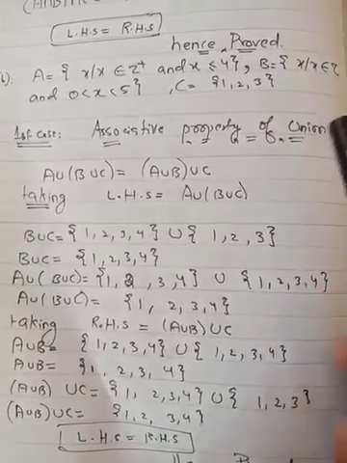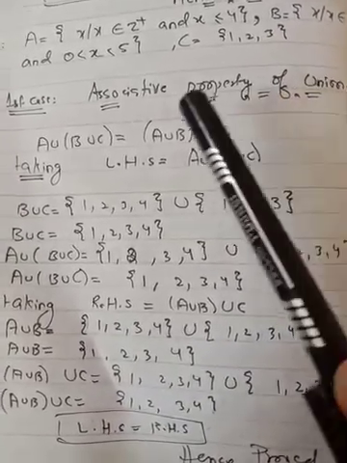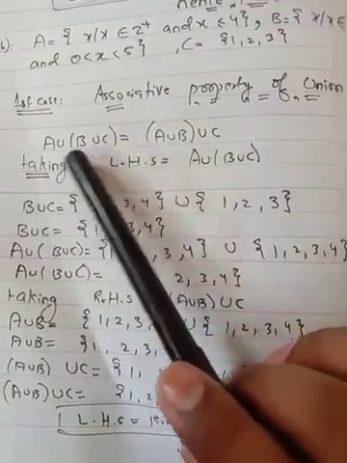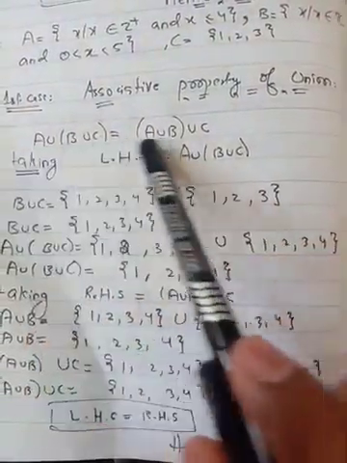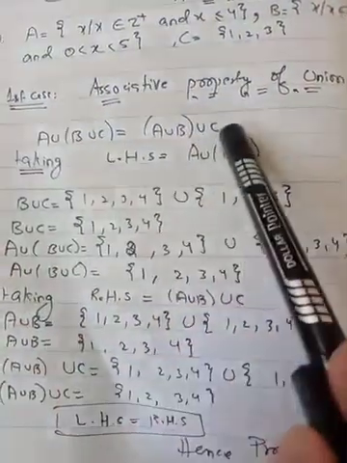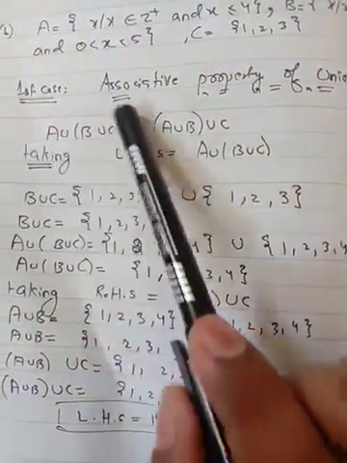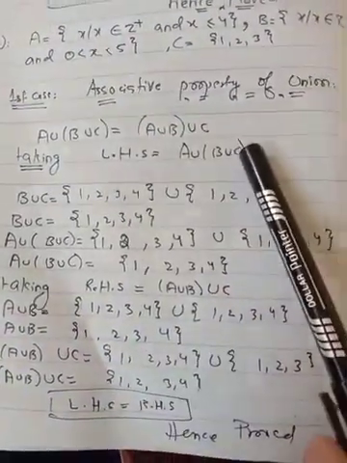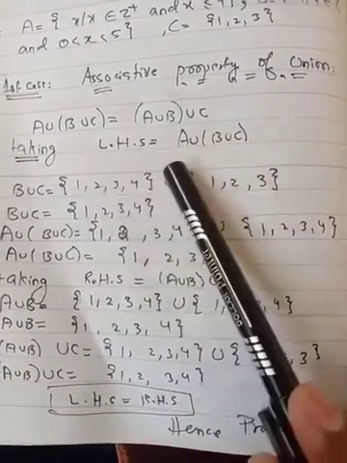First we will find the associative property of union. As we noted, the associative property of union is... First we will find the left hand side. Left hand side is A union (B union C). B union C we will find first.